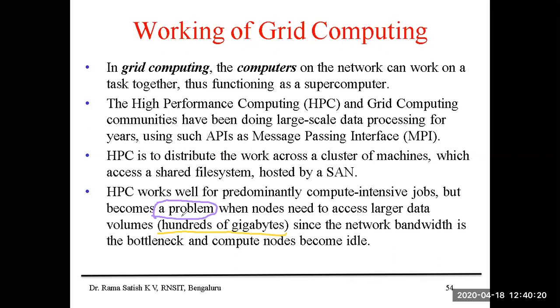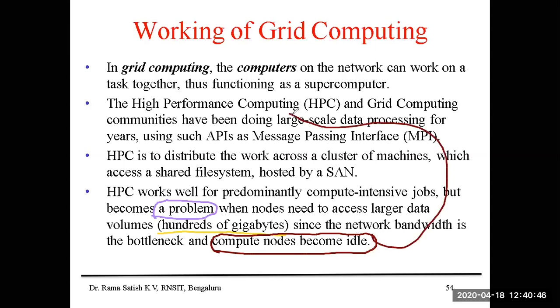That is, since the network bandwidth is the bottleneck, data cannot move faster because bandwidth is limited, and many times the computing nodes go idle. So this is a very, very important thing. Many times the computing nodes go idle, so you cannot achieve HPC, high performance computing.